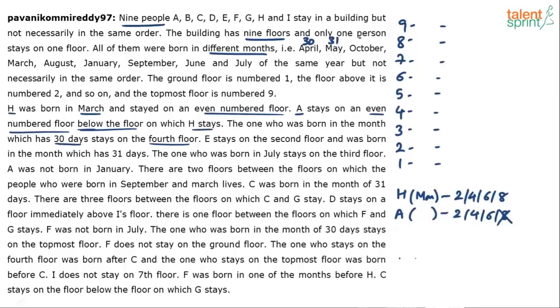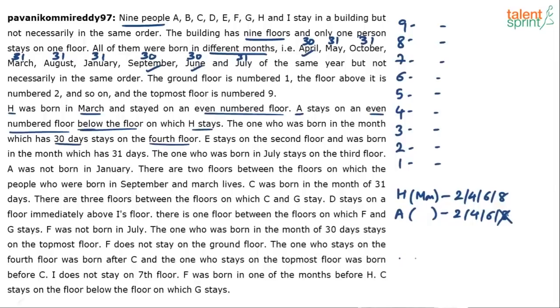May has 31 days. October is 31. March is 31. August is 31. Jan is 31. September is 30. June is 30 and July is 31, right? So I think the only 30-day months here are April, September and June. May and October are 31 days. March is 31, August is 31, Jan is 31.